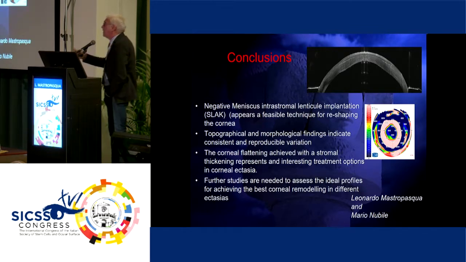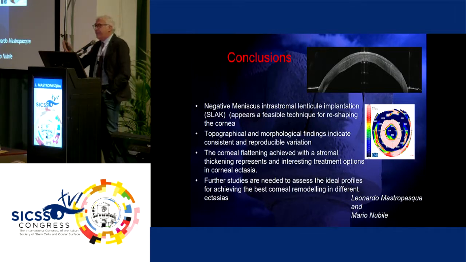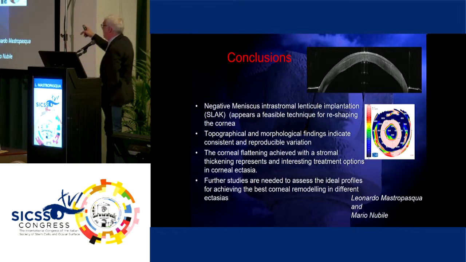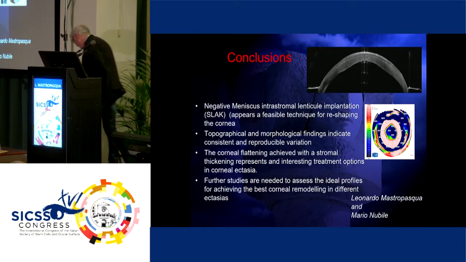Why? Because it's possible to perform it in pellucid, it's possible to perform it in decentration of keratoconus, because you have seen that we performed this only in central keratoconus. Thanks a lot for your attention.